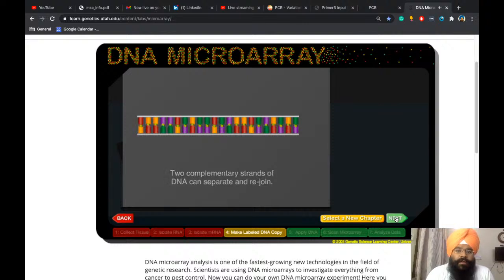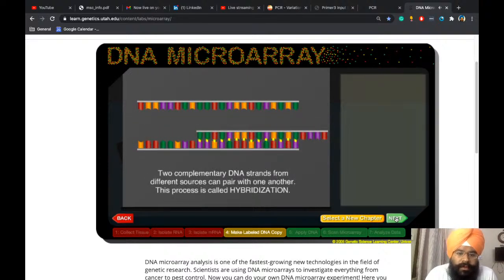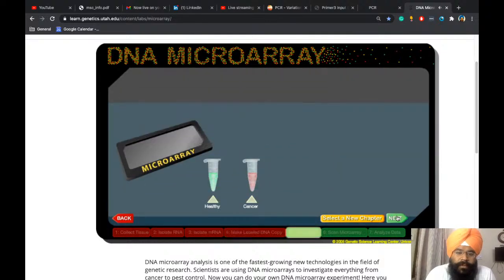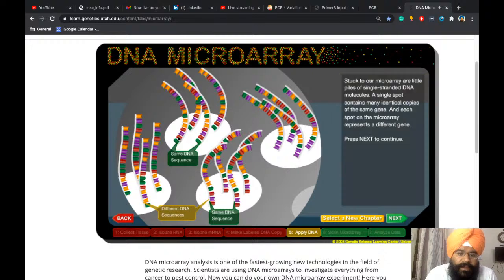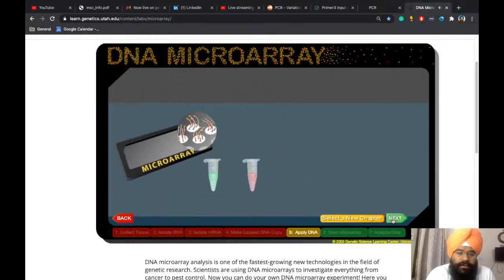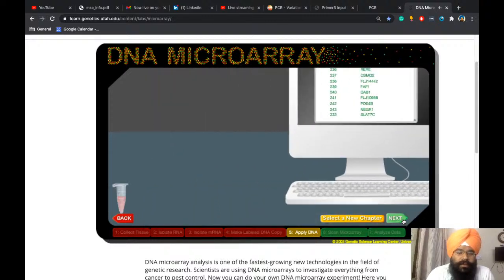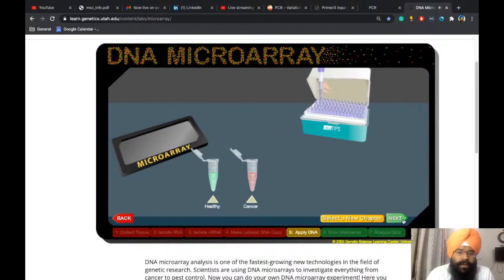So they are separated and they can join again, and if they can join again, that process is called hybridization. They will hybridize on these chips. We have different DNA sequences on the chip, and within the same chip we have different genes. We have spot numbers, and each spot number represents one gene, and we will add both of our samples.